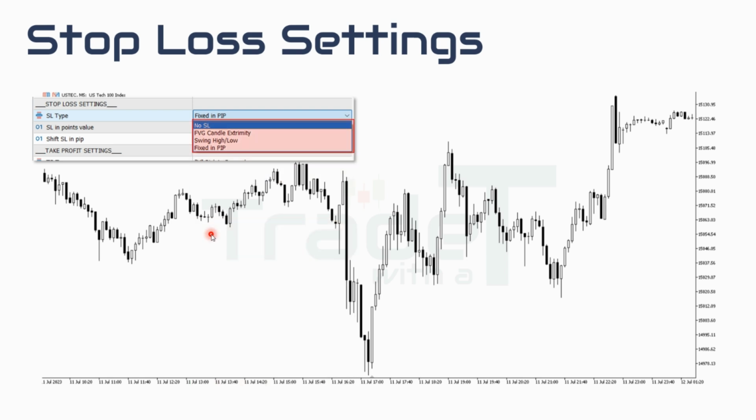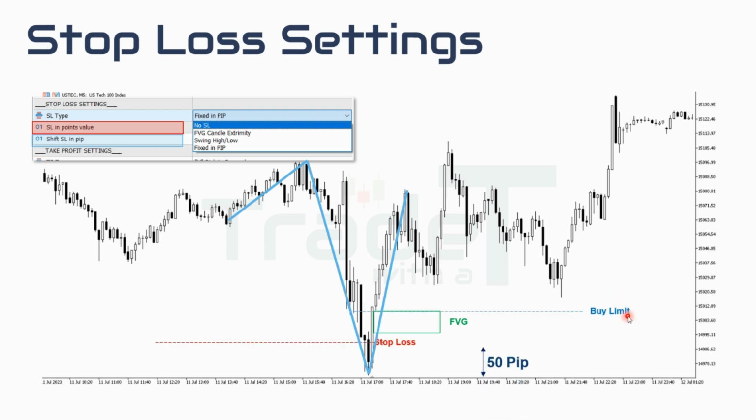So we have several options. The first one is we can simply put the stop loss at the extremity of the fair value gap candle. The second one is we can consider the market structure and put our stop loss below the market structure, either swing high or swing low, depending on whether it's a sell or a buy. Or we can go for a simple stop loss where, whenever you have an entry, we put a stop loss based on a fixed pip value.